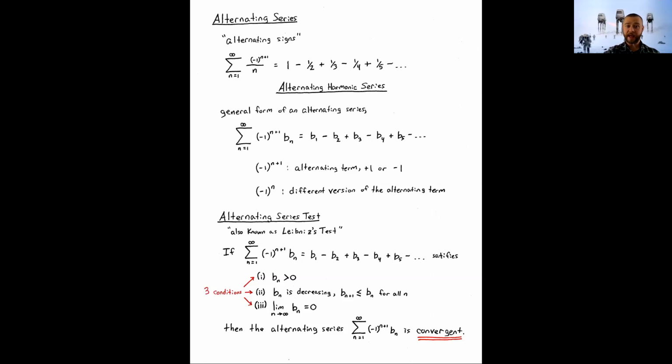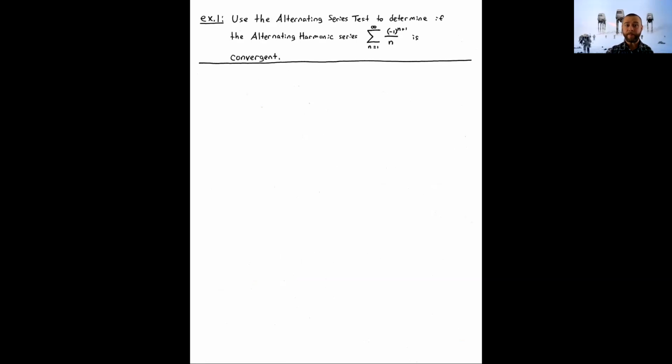All right, let's go ahead and take a look at an example, probably the standard example to apply the alternating series test to. Our first example is the alternating harmonic series. So let's make that example 1. Let's use the alternating series test to determine if the alternating series is convergent.